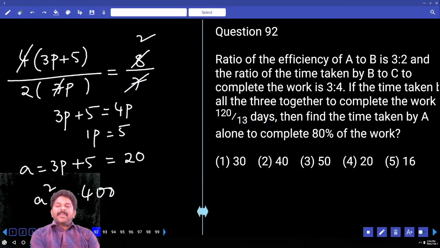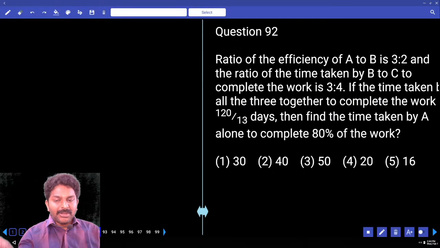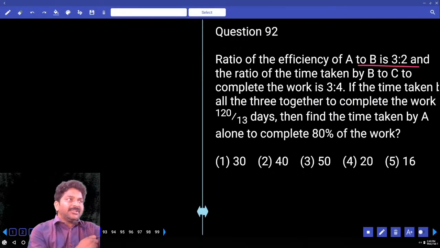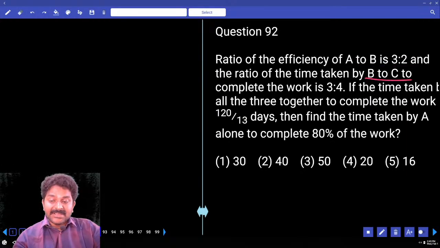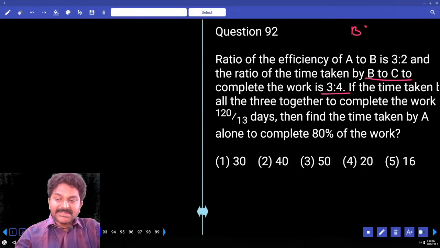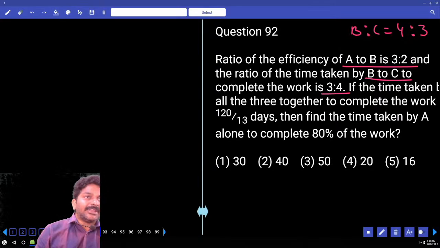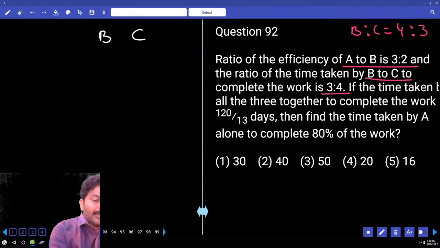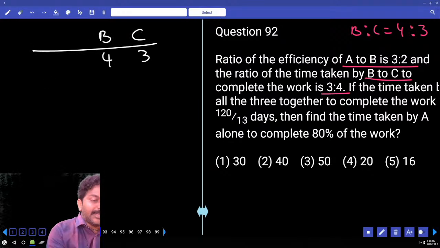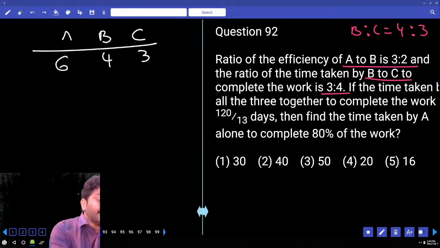The ratio of efficiency of A to B is 3:2 and the ratio of the time taken by B and C to complete the work is 3:4. So now I am talking about only efficiency. AB efficiency ratio is 3:2. The time ratio for B and C is 3:4, so the efficiency ratio for B and C is 4:3. For A and B it is 3:2. So BC efficiency ratio 4:3, AB must be 3:2. So we can write it as 6 and 4. This is about efficiency.